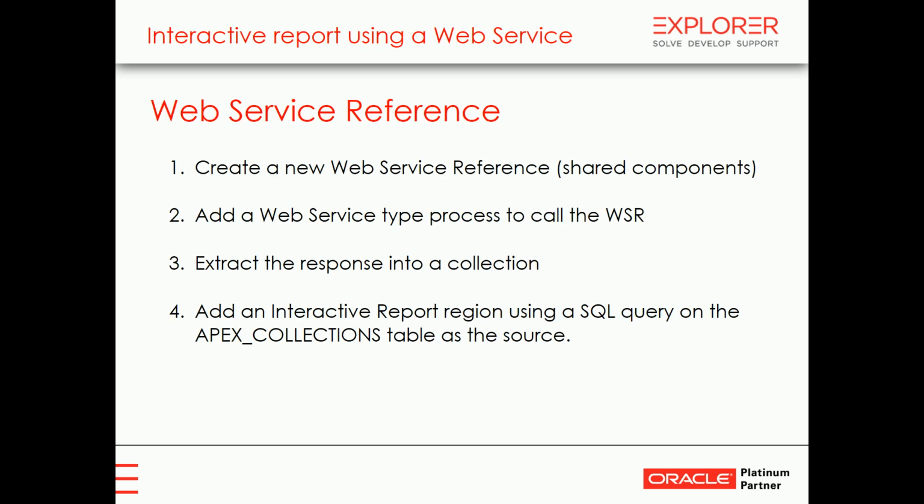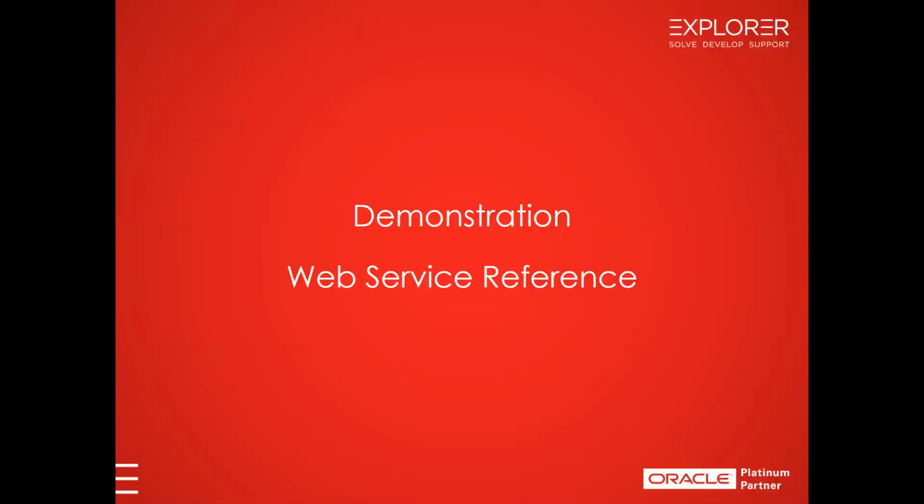To create an interactive report based on a get method web service using a web service reference method, we need to do the following. Create a new web service reference within shared components. Add a web service type process to call the web service. Extract the response into a collection, and then add an interactive report region using the SQL query on the Apex collection. I will now demonstrate how to create an interactive report using the web service reference method.